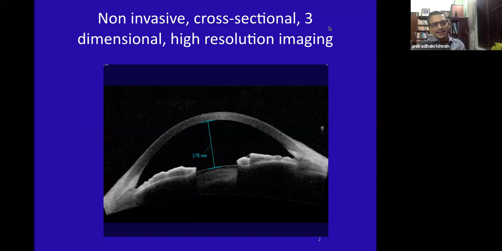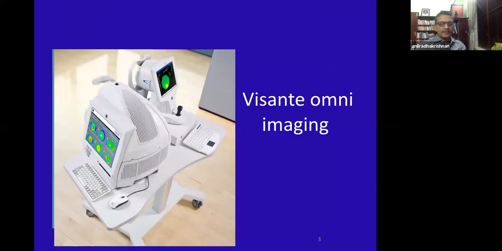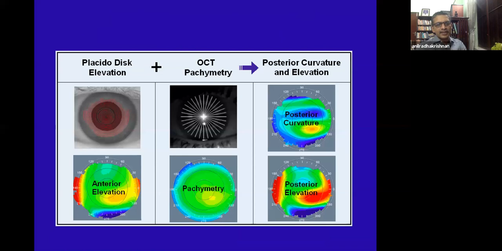Anterior segment OCT is a very good non-invasive tool to see cross-sectional images of the anterior segment. You can get three-dimensional high-resolution imaging of the anterior segment and the cornea. The device I'm going to base my presentation on is the Visante Omni imaging.